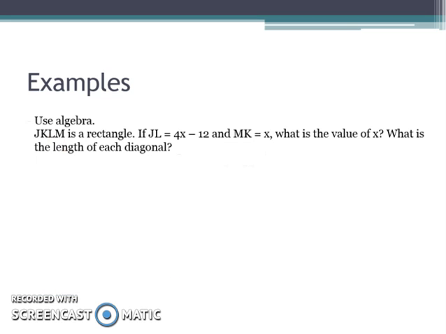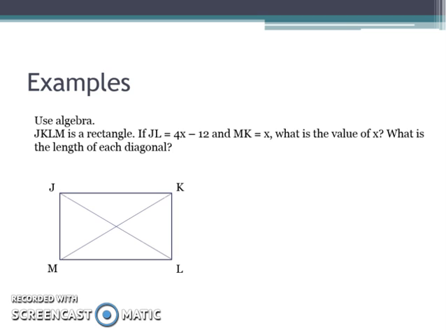Our next examples, we're going to use algebra here. It just tells us it's a rectangle. We have to draw this picture. JKLM goes around in a circle there. JL is 4x minus 12. JL is one of our diagonals, so let's draw our diagonals in. JL is 4x minus 12. MK is our other diagonal, x.